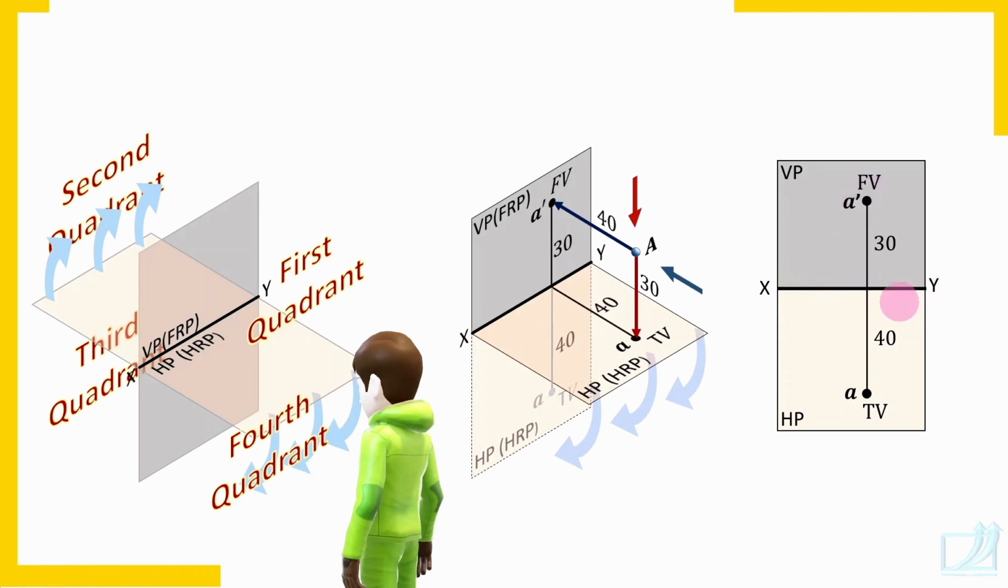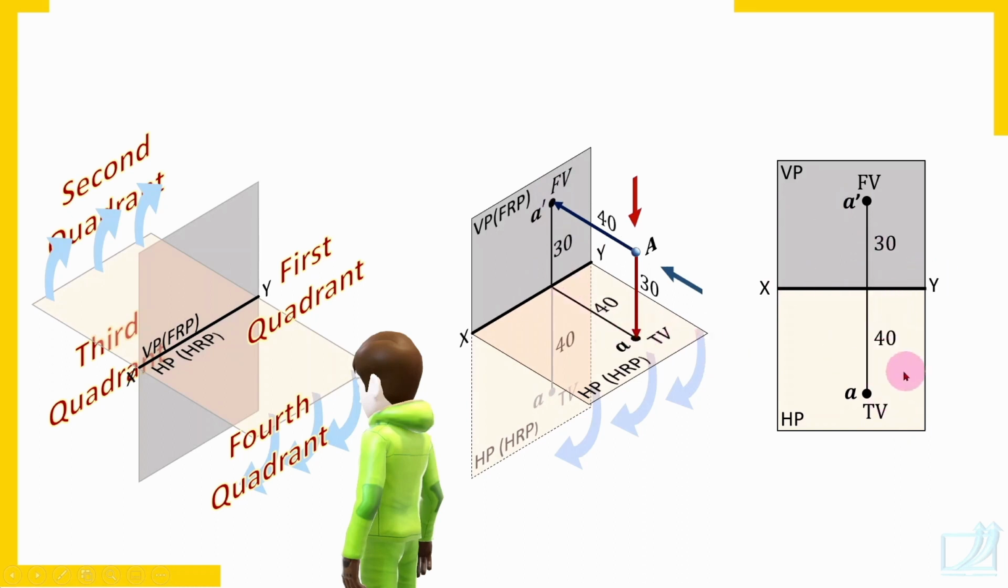Front view is now above XY line, and it is 30 millimeters above XY line. As I told you, front view gives distance from HP. So front view is 30 millimeters above XY line, and that is what we can see here. And top view is 40 millimeters below XY line.